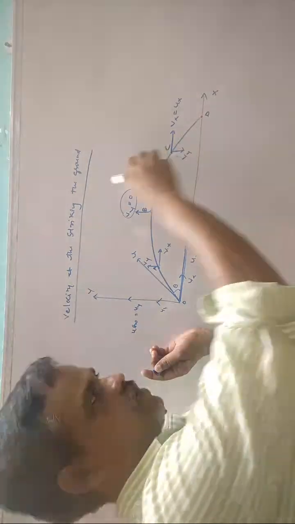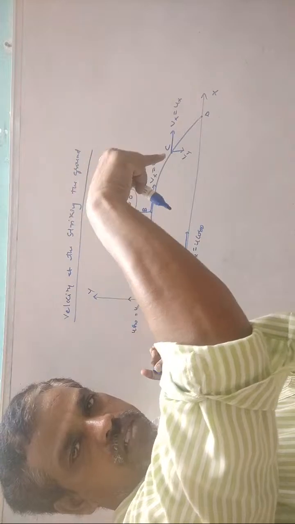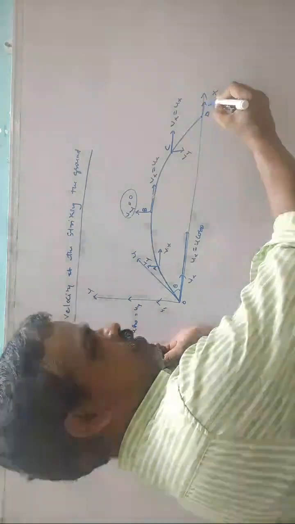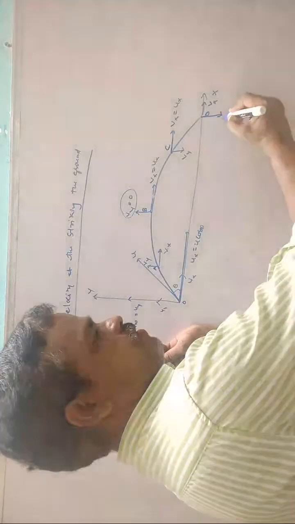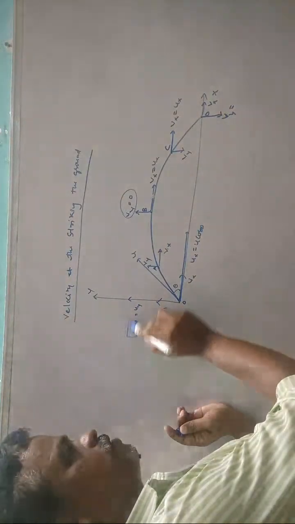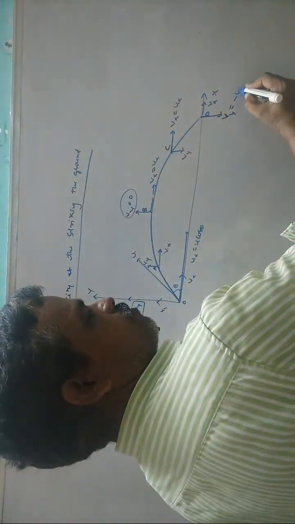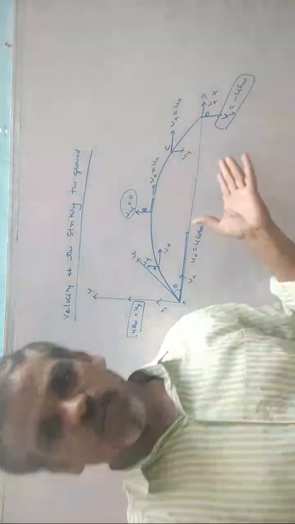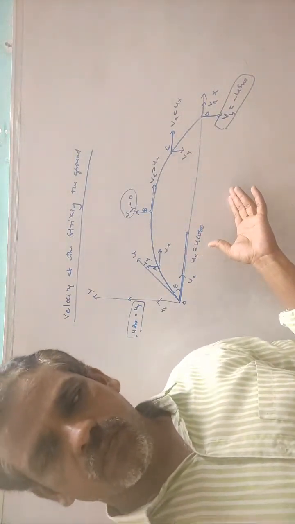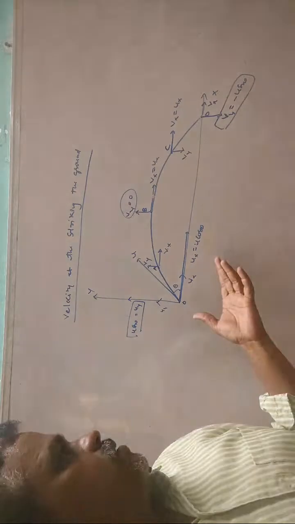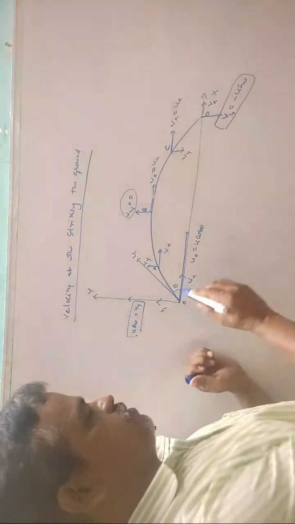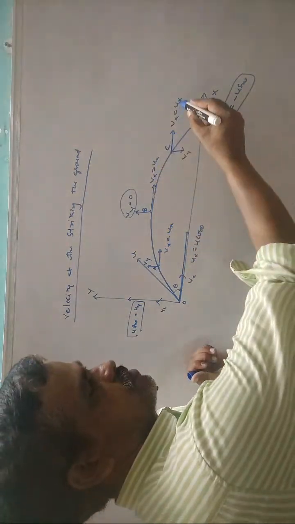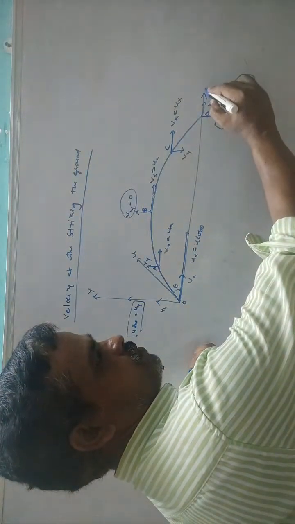Then vx equals ux, but the vertical velocity component is in the downward direction. At this point, initially uy starts with u sin theta, and here you will get minus u sin theta. This is a simple diagram. So what information are we getting from it? Here also Vx equals Ux, throughout the journey.